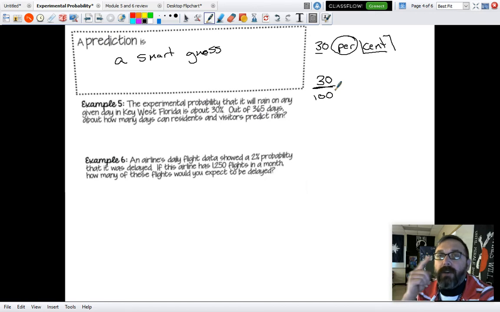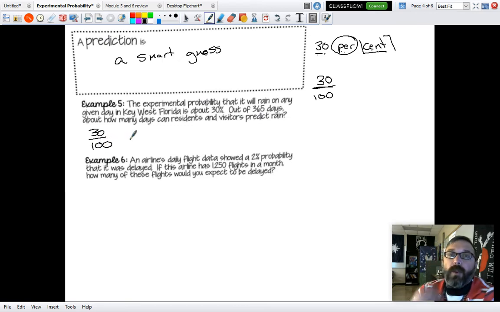So if you're ever trying to convert percent into a fraction, just remember what it actually means. 30% means 30 divided by 100. Should help you out quite a bit. Okay, so ironically, we are talking about the experimental probability that it will rain on any given day in Key West, Florida, is about 30%. Maybe I got that number from somewhere. So 30%, 30 divided by 100. Whenever I'm making predictions with experimental probability, I really want to try to make them look like ratios. That way I can compare them and I have tools that I can use to make it happen.